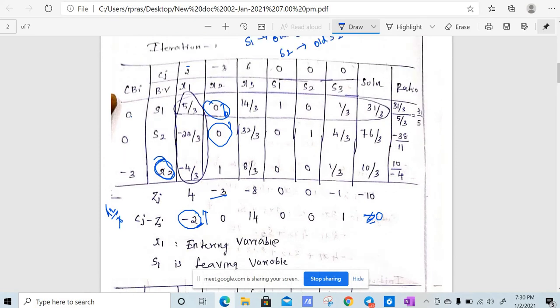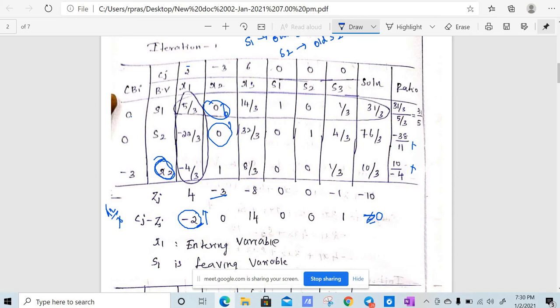So 31 by 3 divided by 5 by 3, 76 by 3 divided by minus 22 by 3, 10 by 3 divided by minus 4 by 3. You will have these three values. Now what is the least positive value? These two are negative, so don't consider this. So the least positive value is this row.